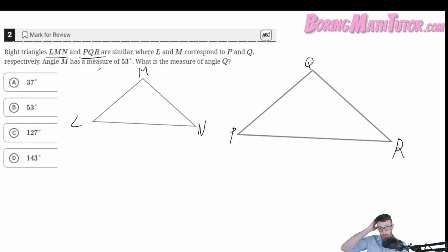They're telling us L, M, N, and P, Q, R are similar. That means all of the matching angles are going to be equal. So when they give you M is 53, that means that Q must also be 53. And that's actually what they're asking about. So super easy problem. We didn't even have to use the fact that it was a right triangle.